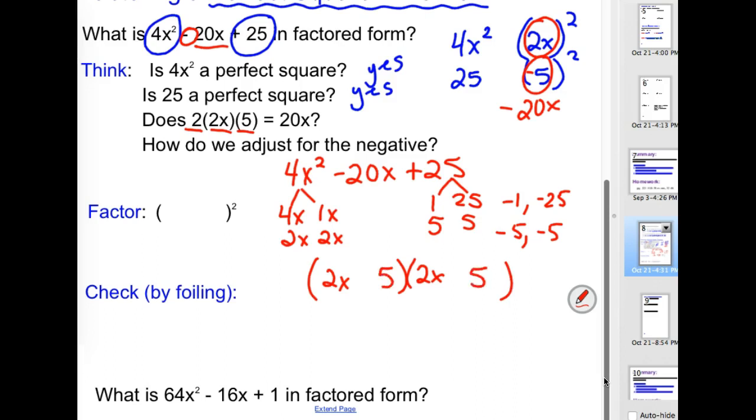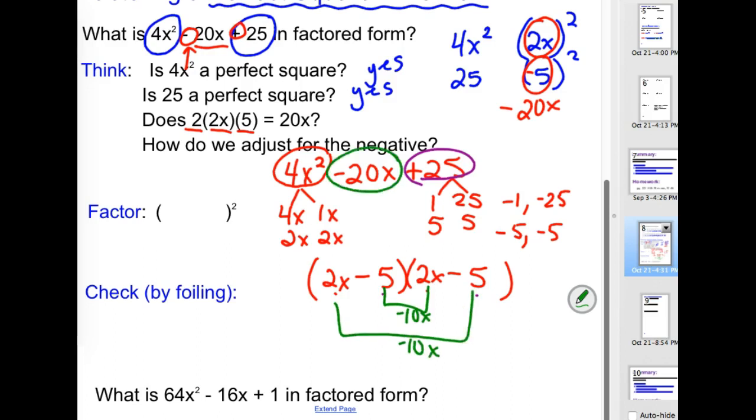Okay? We know we need the last term to be positive here, but the middle term to be negative. So we're going to try two negatives. And then if I check, foiling it out, 2x times 2x gets me my 4x squared. Last, negative 5 times negative 5 gets me my 25. And when I check insides and outsides, I get negative 10x and another negative 10x. And that accounts for my negative 20x.